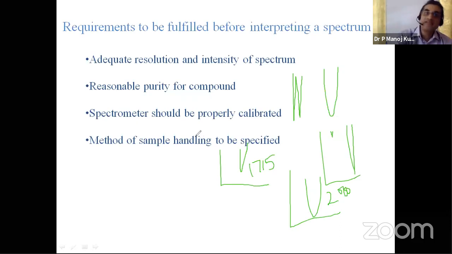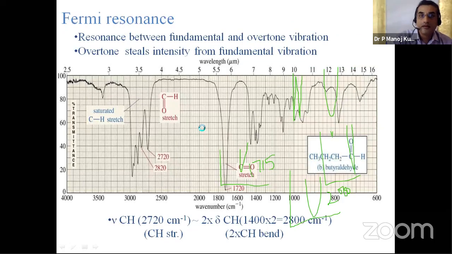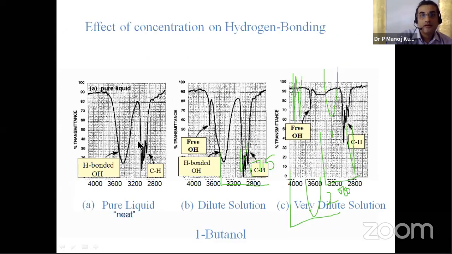The method of sample handling has to be specified. Again, I will take you to the hydrogen bonding slide. See here. Here you are using a pure liquid. That is why you are getting a broad band. But on the other hand, in this case, what is happening? You are not using a pure liquid. You are not using the pure sample. You are mixing this 1-butanol with solvents. That is why you are getting a sharp peak.